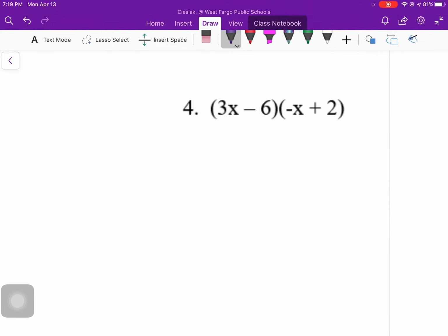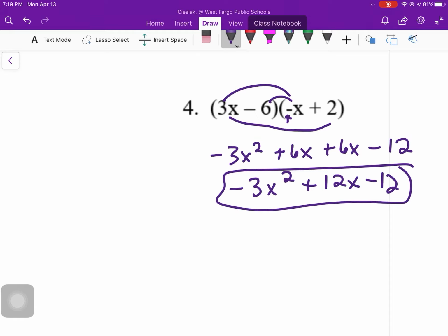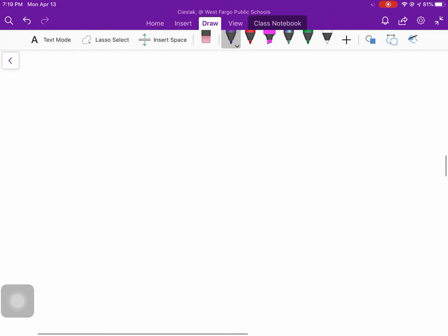Okay, on the next one, be careful with this negative out front. My first is going to give me negative 3x squared. My outside is going to give me plus 6x. My inside is going to give me plus 6x. And my last is going to give me minus 12. So we combine this, I get negative 3x squared plus 12x minus 12. Okay, so there's some multiplying binomials.